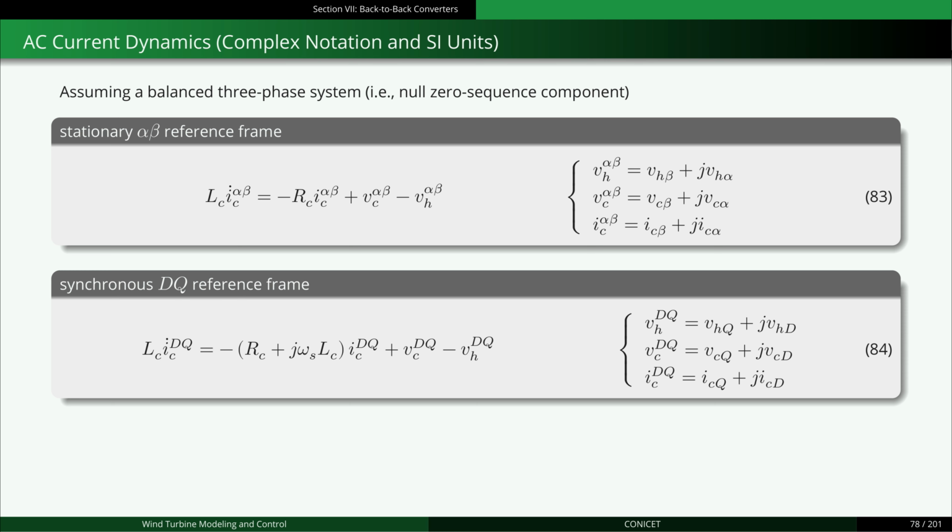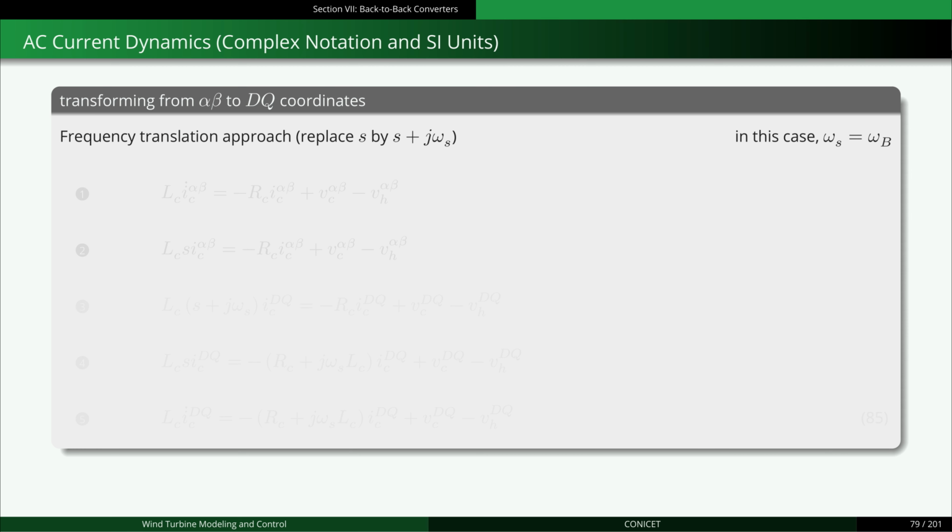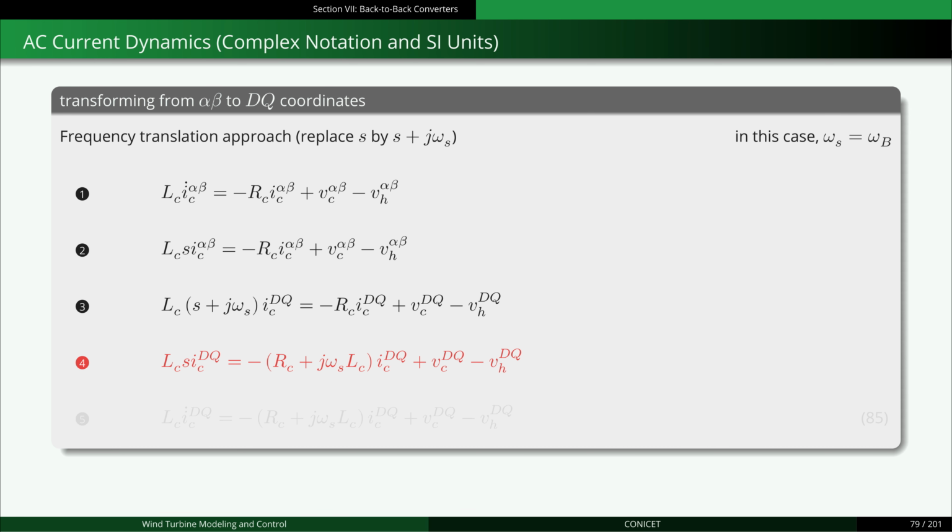Traditional approaches using vector or complex notation can be applied to convert equations from the alpha-beta frame to the DQ frame, as seen in equations 44 and 46 derived in section 5. As an alternative, we show here how to convert equation 83 from the alpha-beta frame to the DQ frame using the frequency translation approach. First, replace the derivative operator with the variable s. Then perform frequency translation by replacing s with s plus j omega s. Finally, isolate s on the left side and replace it with the derivative operator to obtain equation 85.